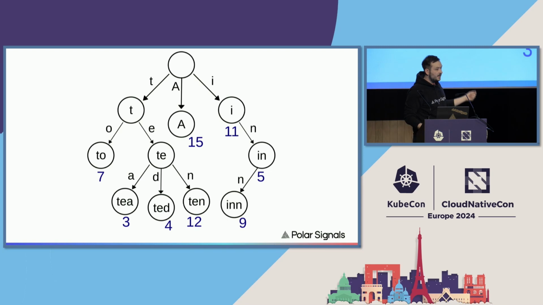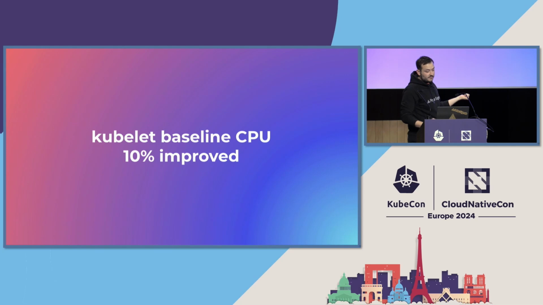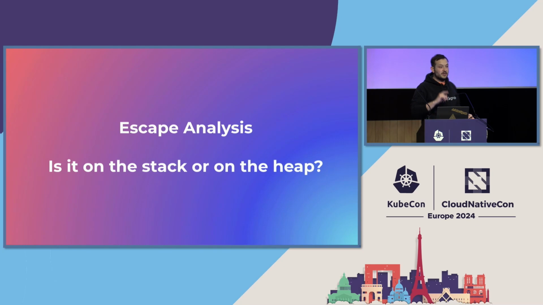And so this actually resulted in a 10% baseline improvement on the kubelet. This means every kubelet in the world uses 10% less resources. This means it uses less energy. There's more space on our nodes for our actual workloads and all of these things.